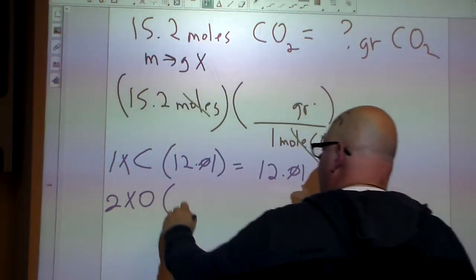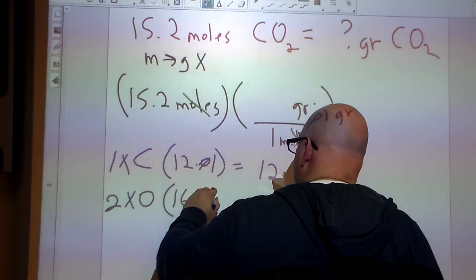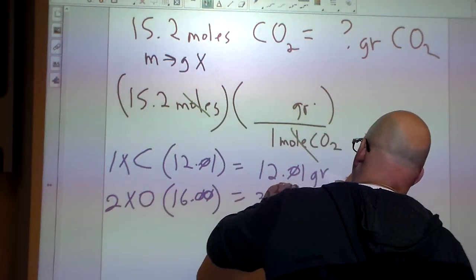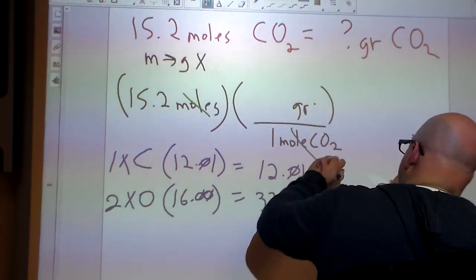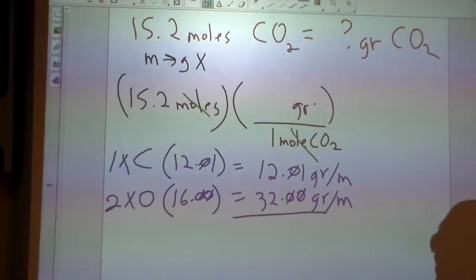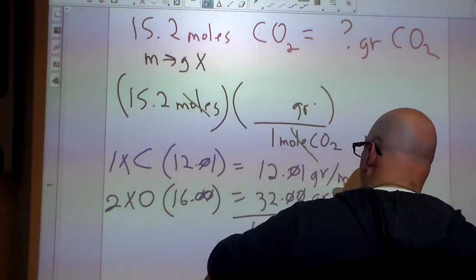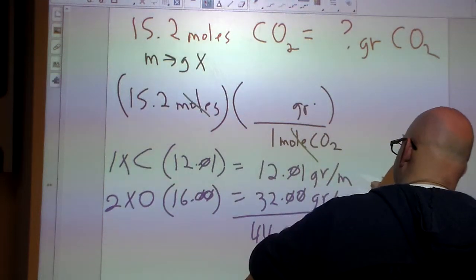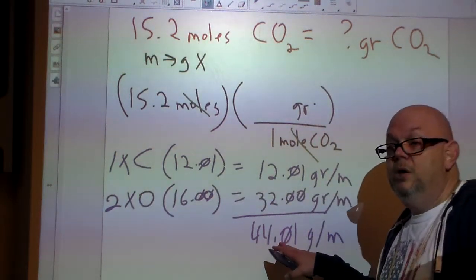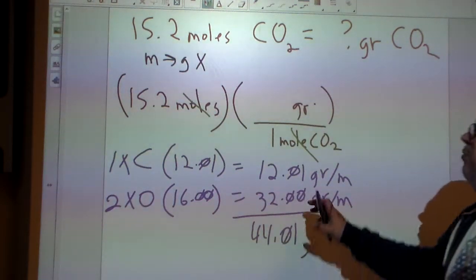All right, so I've got 2 times 16 grams, and that's going to equal 32.00 grams, again per mole. Then we just add them up, and we have 44.01 grams per mole. Now, that's important. This is how many grams there are in a mole of carbon dioxide, which we need.